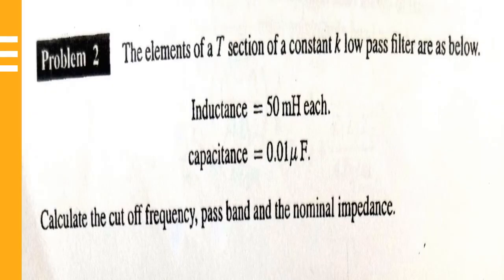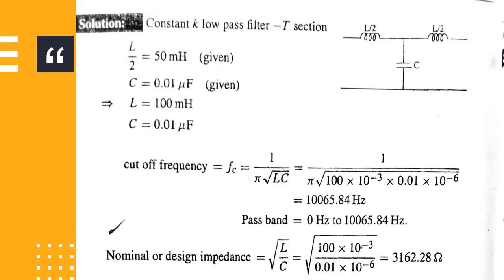Go for the last numerical, which is related to the low pass filter of the constant K. The elements of the T section of the constant K low pass filter are shown here. The inductor and the capacitor values are given, that is 50 millihenry and 0.01 microfarad. We need to calculate the cutoff frequency and the pass band along with the impedance.